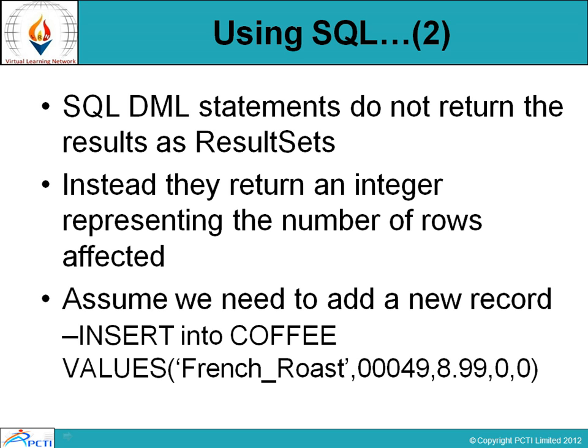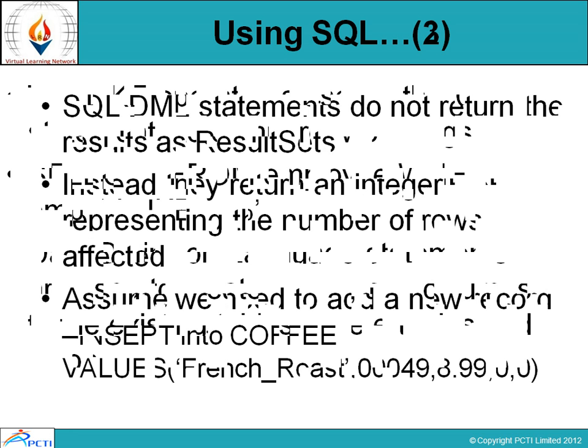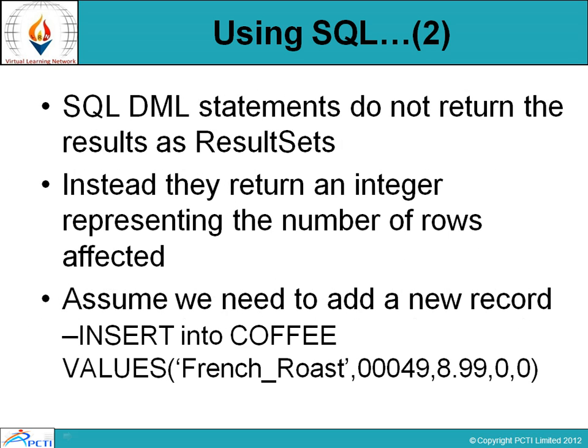Assume we need to add a new record like this: insert into coffee values this, this and this. This will return 1 as an integer in the application.